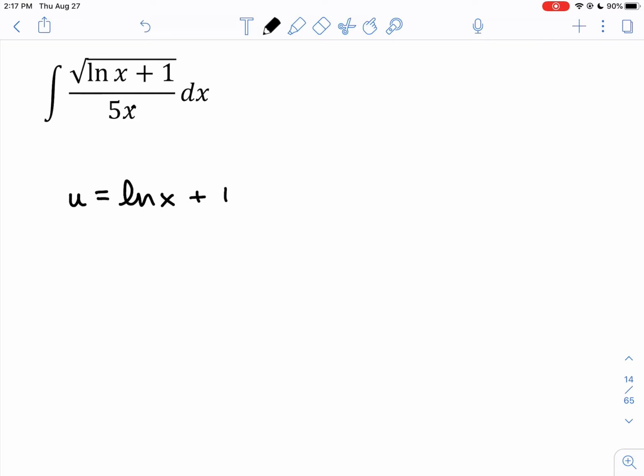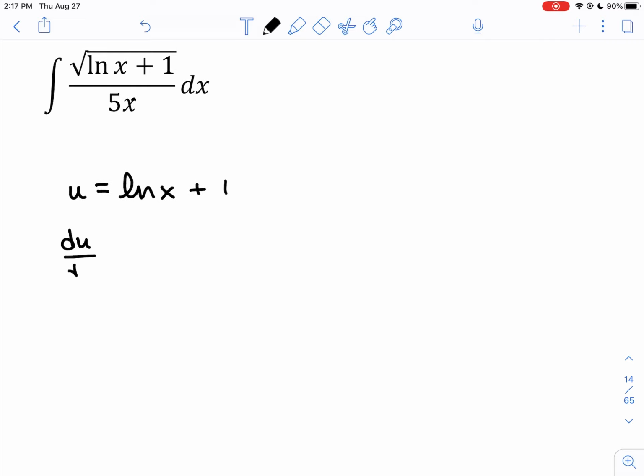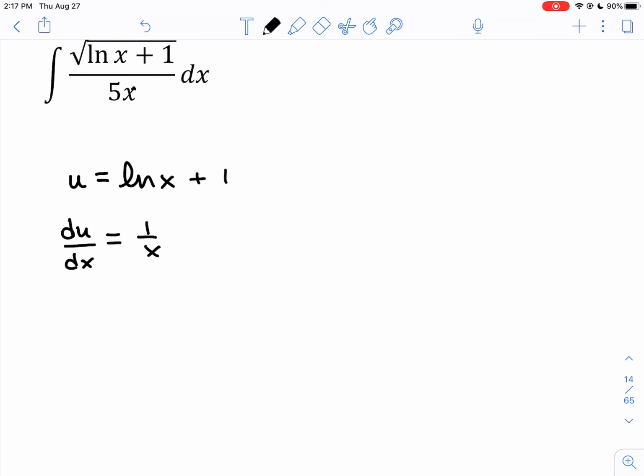So if u is equal to natural log of x plus 1, then its derivative, du dx, I'll use Leibniz notation, is equal to just 1 over x. I'm going to go ahead and do the constructive approach.